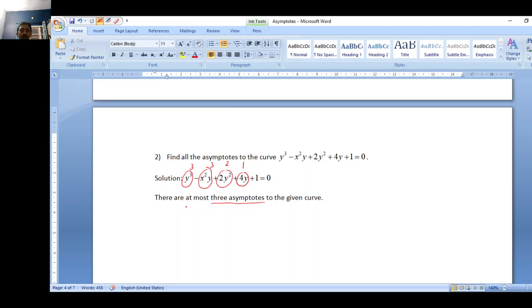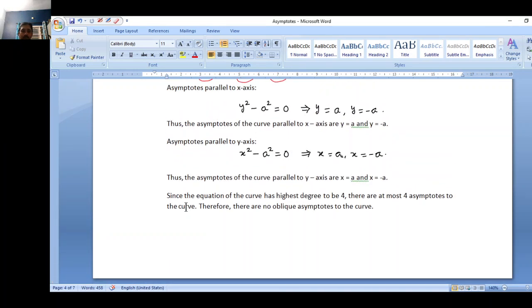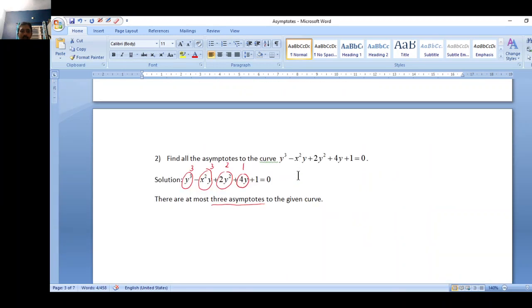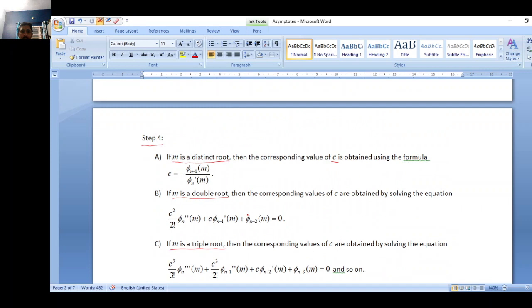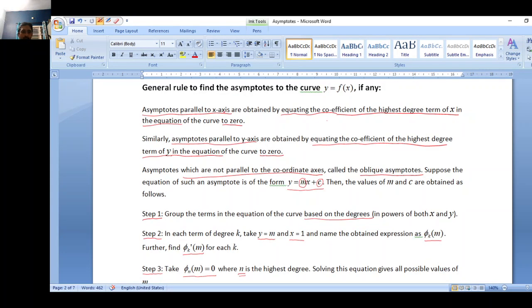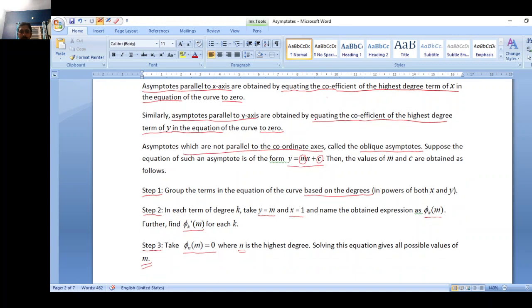Okay, so now the question is, can we find out 3 asymptotes parallel to the coordinate axis? So for that to be done, we will first start with asymptotes parallel to x-axis. So how do we find them? What we'll do is we'll first look for the highest degree terms in x. Okay, so I repeat, what should we do now? To find asymptotes parallel to x-axis, we have to equate the coefficient of the highest degree term of x in the equation to 0.